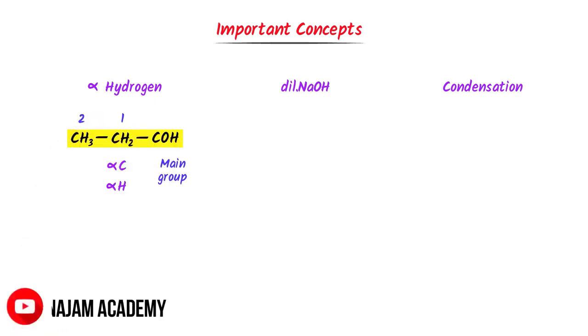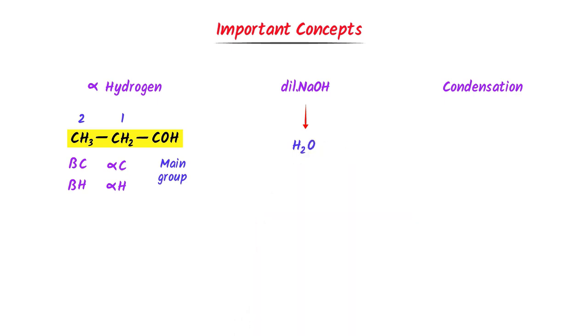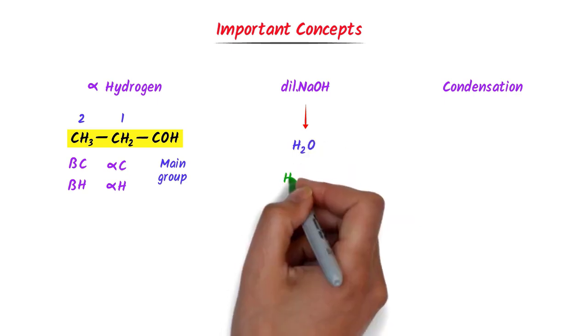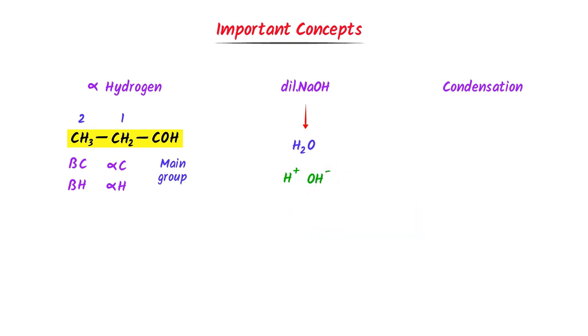Secondly, this is the second carbon attached to the main group. We call it beta carbon. The hydrogen atoms with the beta carbon are called beta hydrogens. So remember alpha hydrogen and beta hydrogen. On the other hand, dilute sodium hydroxide means that it also contains water. We know that water has positive hydrogen ions and negative hydroxide ions. Lastly, condensation means the removal of water. Usually, we heat the reactants in order to remove water molecule from it. Thus remember these important concepts.